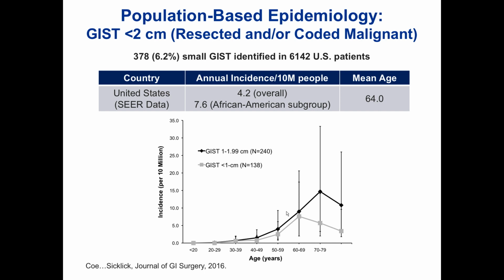Now, several years ago, our group looked at the data from the United States and assessed patients that had small GIST less than 2 centimeters that had been resected at the time of an operation or had been coded within the prior coding system as being malignant. This represented about 378 cases of the 6,142 cases in this U.S. database, representing about 6%. These tumors were fairly rare, representing only about 4.2 cases per 10 million patients, as opposed to what I previously described, that within the U.S. it's about 6.8 cases per million patients overall for all GIST. So this represents just a small fraction of these.